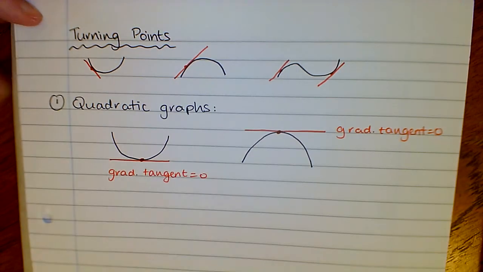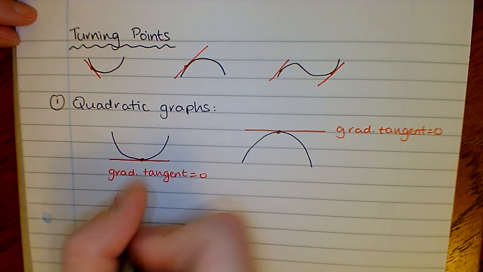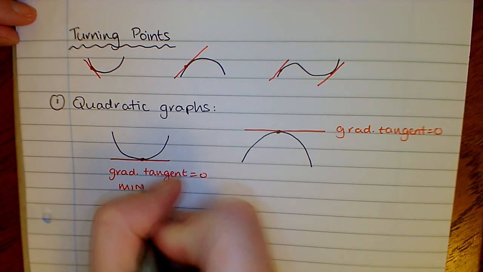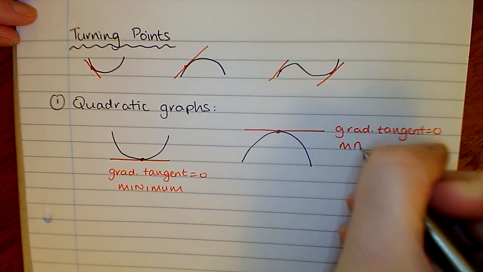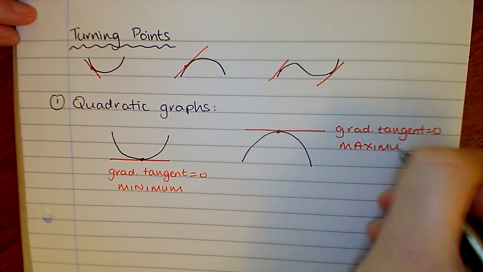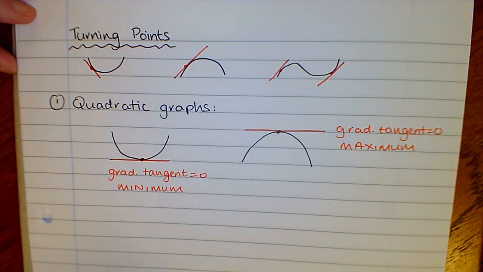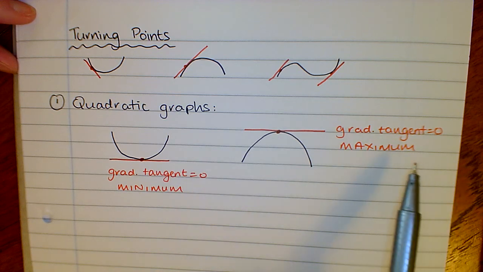These are called turning points. So this is where your graph turns round. So this is a minimum turning point, and this is a maximum turning point, and the gradient of the tangent is 0 at both.